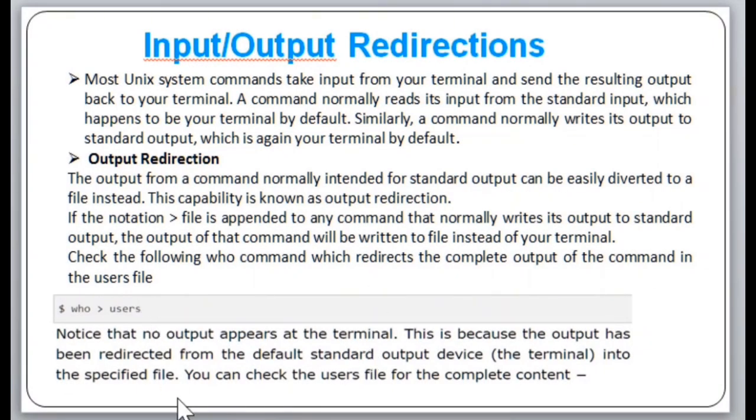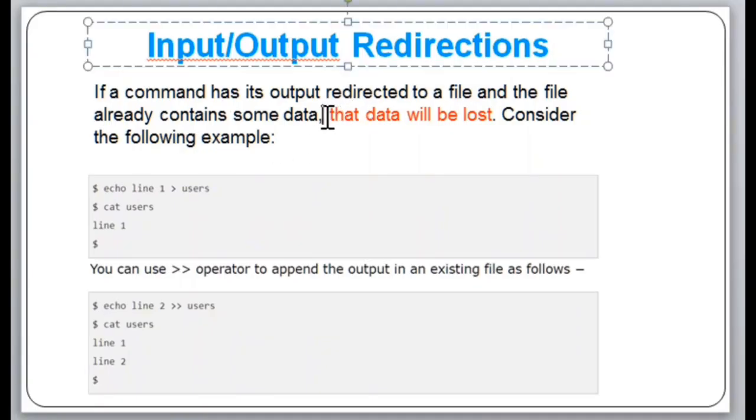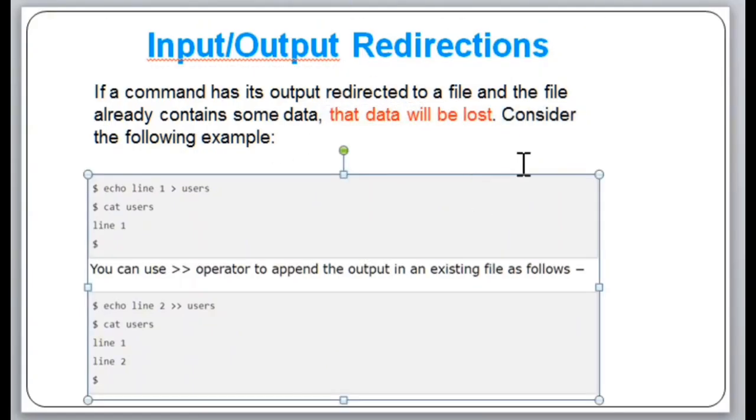So let me see back in our PowerPoint, it's saying that you notice no output appears at the terminal, and that's because it was redirected to the file users. If a command has its output redirected to a file and the file already contains some data, that data will be lost. Okay, guys? So that's important. Keep in mind when you redirect something to a file, if there's info already in that file, it's going to be deleted and replaced with what you're redirecting. Okay? So let's look at the first example here.